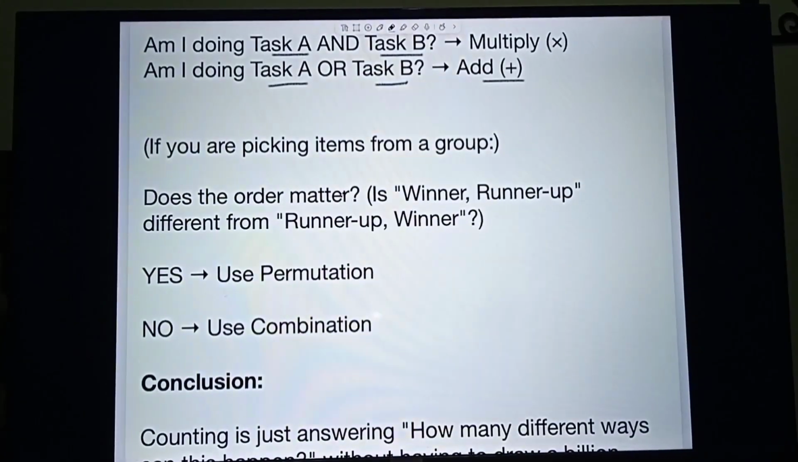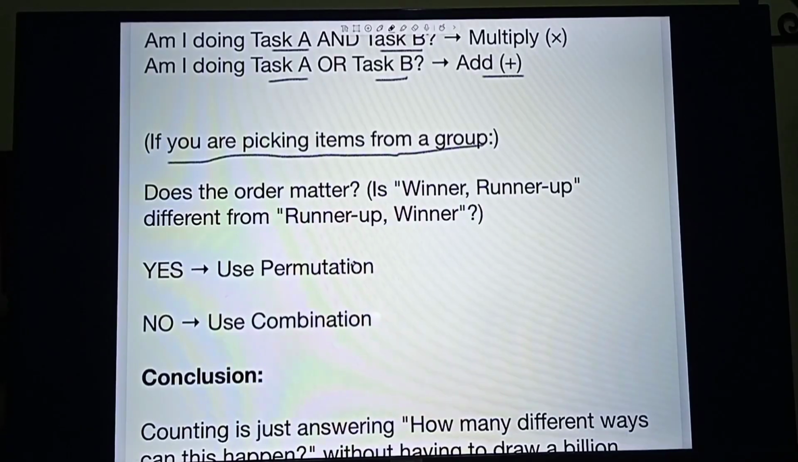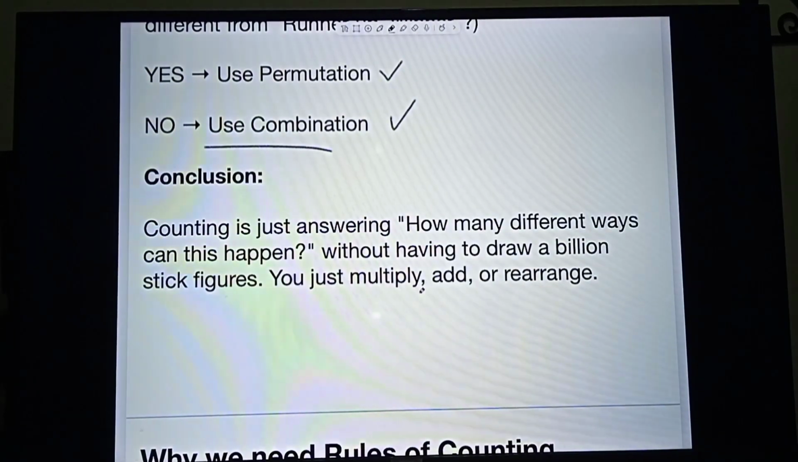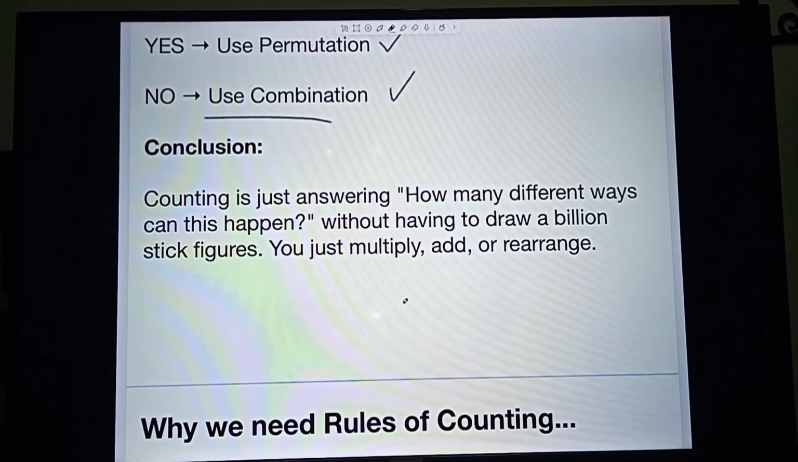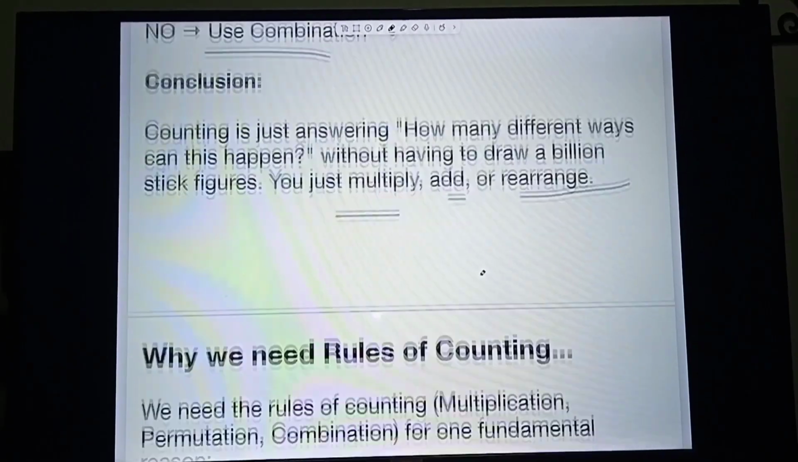The third case is if you are picking items from a group. Does order matter? Then use permutation. If order doesn't matter, then use combination. So here's the conclusion: these counting rules tell us how many different ways something can happen, without having to draw a billion stick figures. You just multiply, add or rearrange.